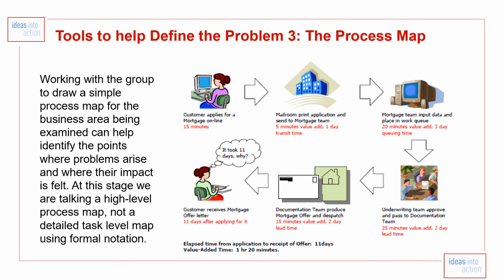And the method is to work as a group to draw a simple process map for the business area being examined. And this can help identify the points where problems arise, where there are risks, where errors occur, and so on. At this stage, we're talking about a high-level process map. We don't want to get bogged down in detail, and we're not using any formal notation that you may have come across. We're just looking at the process and trying to identify points in that process where the problem may arise or where other issues, errors, and risks arise.